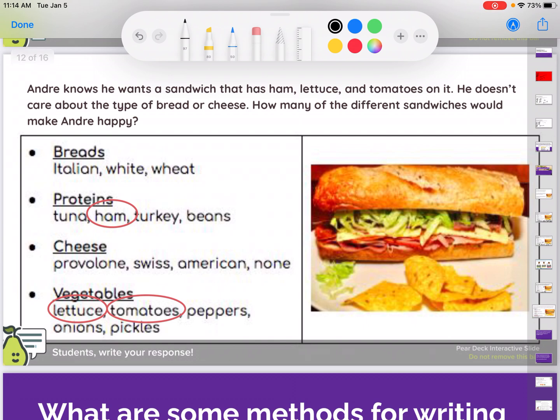All right, so Andre knows he wants a sandwich that has ham, lettuce, and tomatoes on it. He doesn't care about the type of bread or cheese. How many different sandwiches would make him happy?